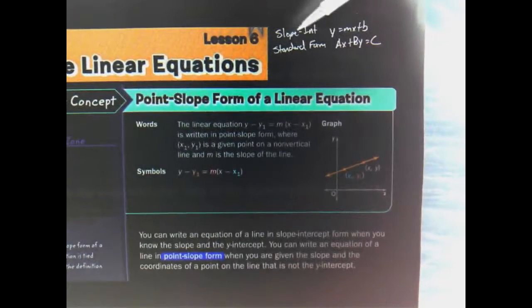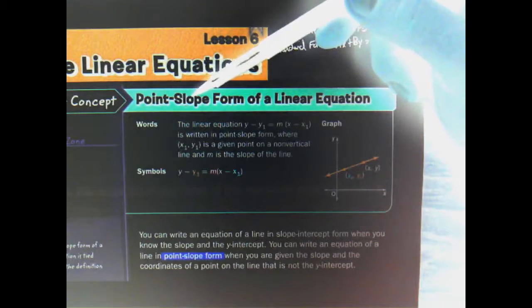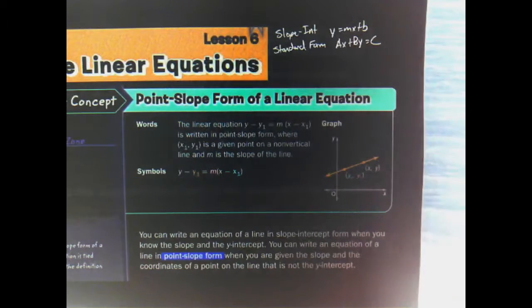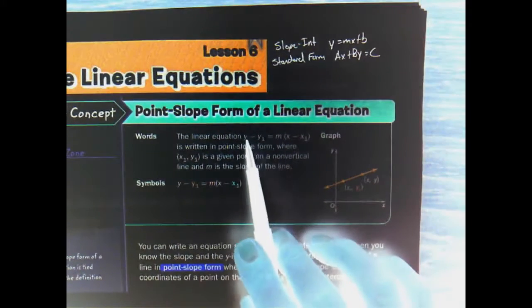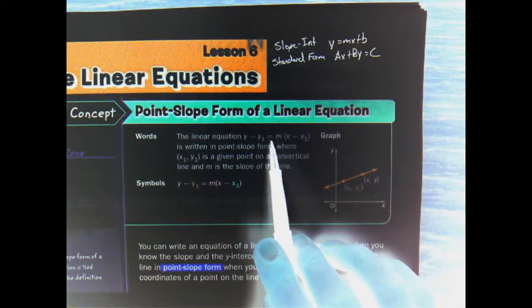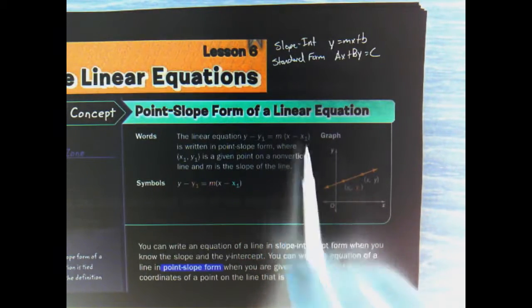So just like slope-intercept form, we needed the slope and the y-intercept to write. Point-slope form, you need a point and the slope in order to write that. So here is point-slope form. It's y minus y sub 1 equals m times the quantity of x minus x sub 1.